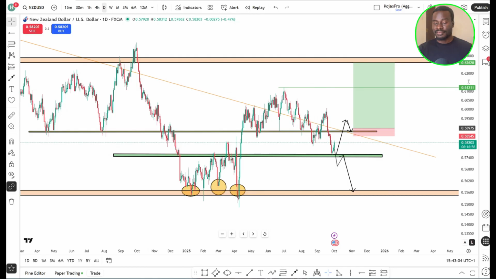So this is my take on NZDUSD, and it's good when you know that you don't know how to trade this market the right way, and then you stand off your hands. NZDUSD is not a pair I love to trade, but you can see how we have dissected this market to know exactly what it's doing using the KojaxPro trading system.